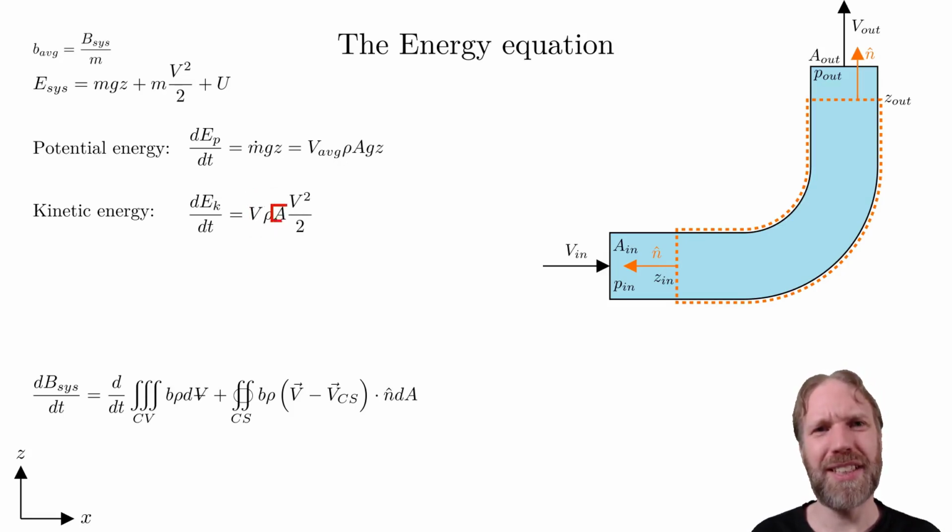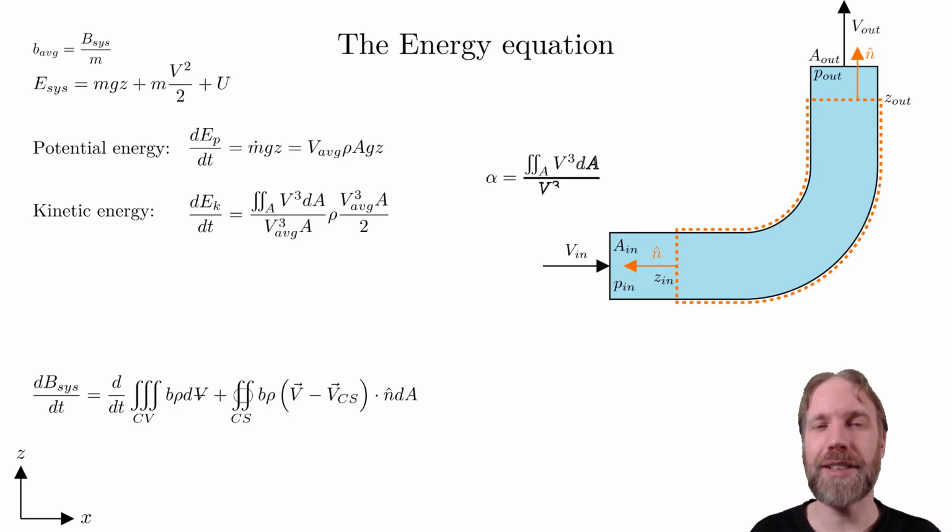There's a problem with this equation though. What if the velocity varies over the area? We cannot use the average velocity here as the kinetic energy is not linear with the velocity. Let's turn the expression into an integral over the area instead. We can combine the velocities. Multiply and divide by the cube of the average velocity times the area. Place these outside the division. We can now introduce the velocity correction coefficient alpha, which is this term.